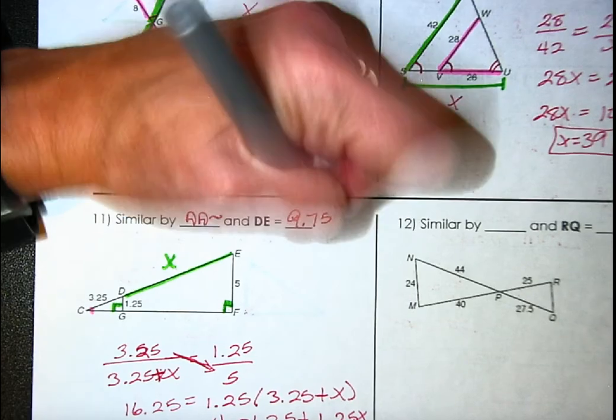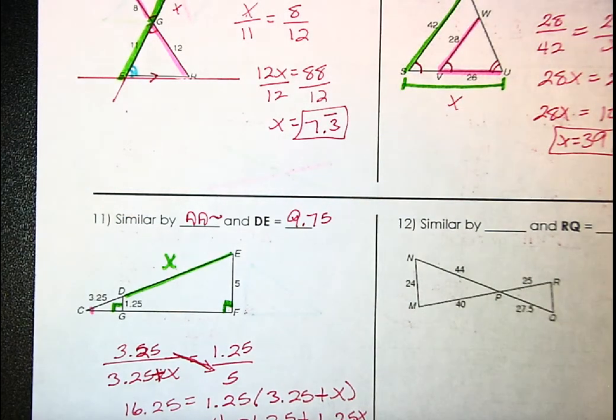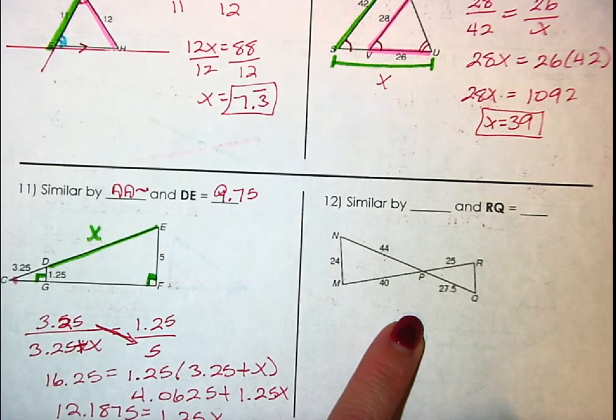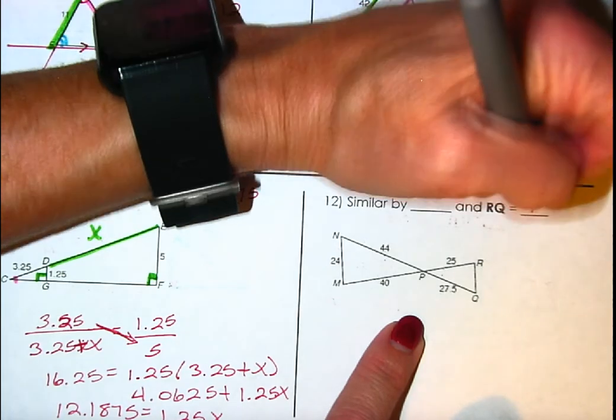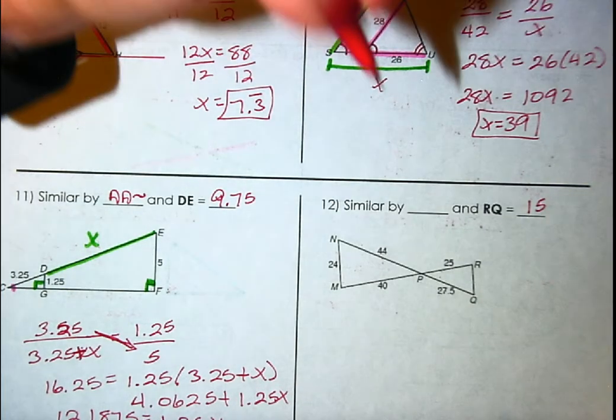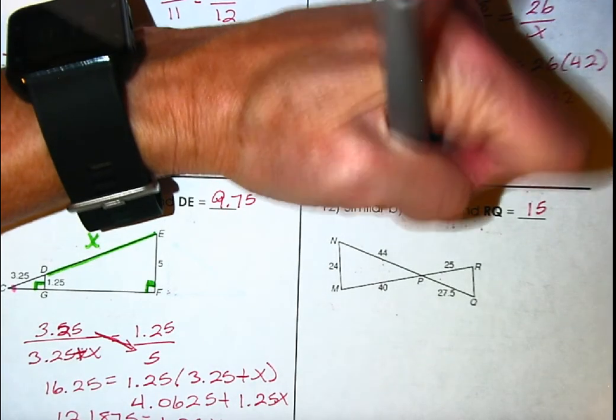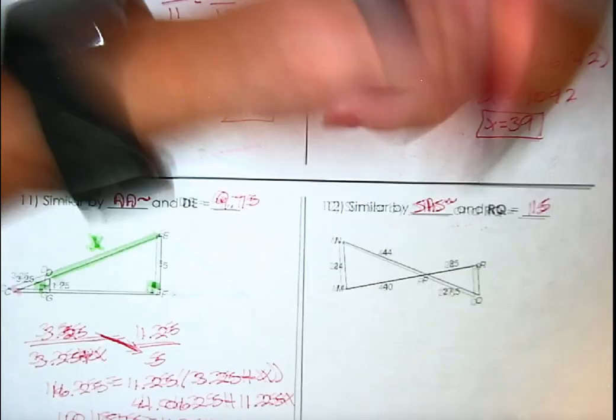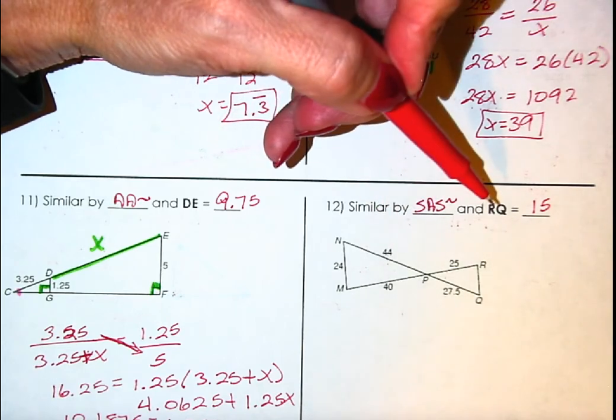9.75. Okay, so hopefully that's enough to kind of get you on your way. If you want to try number 12, feel free to do it. I'll tell you that the answer is 15, and they are similar by side, angle, side. So see if you can set those up and actually get 15 for your answer.